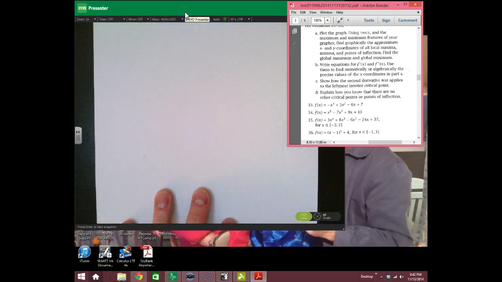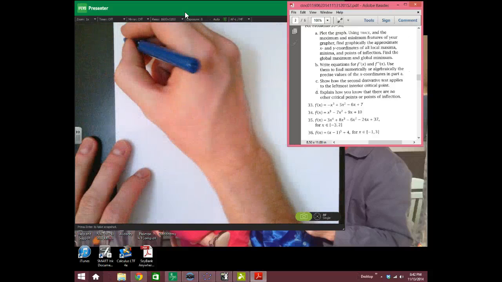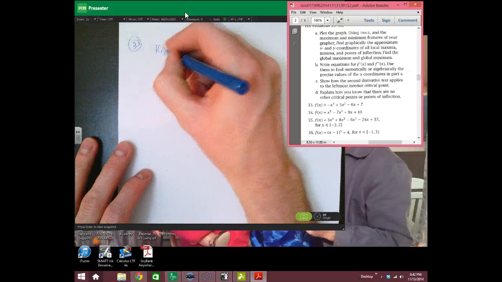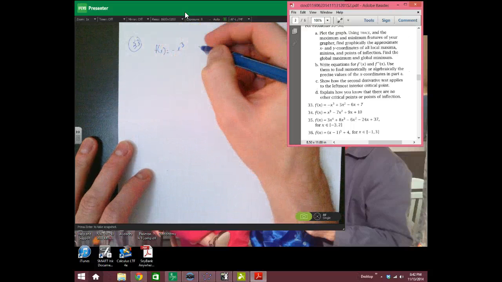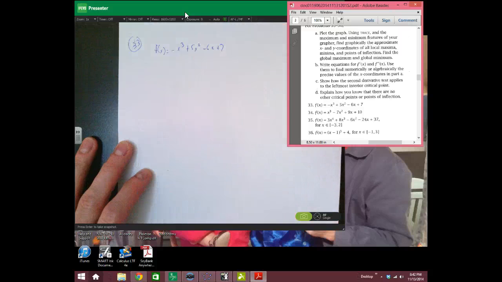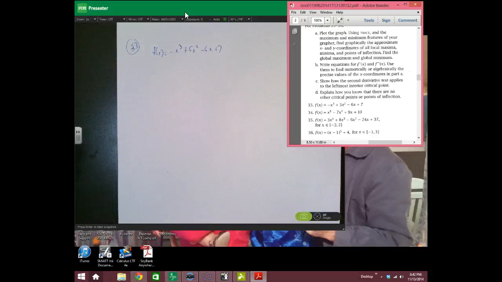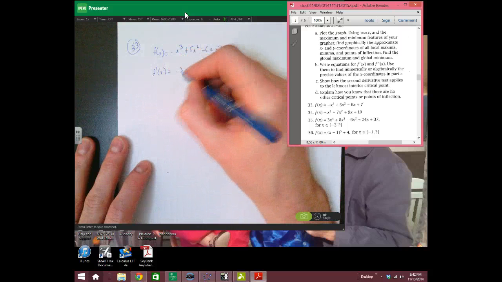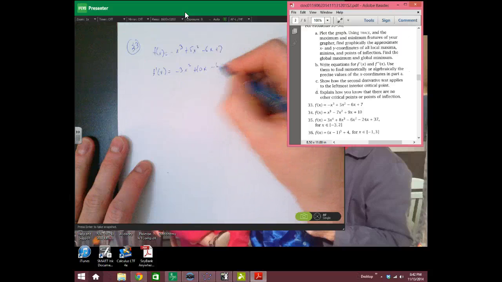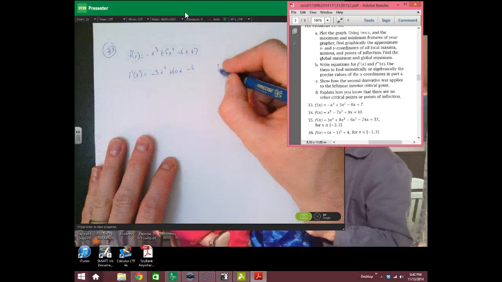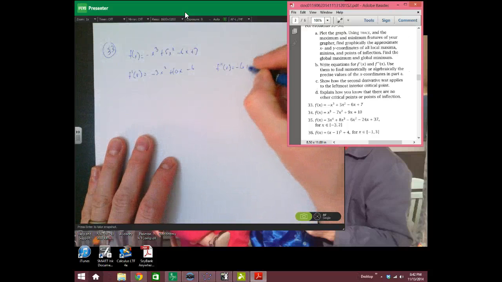So let's see. I've got the function number 33. f of x equals negative x cubed plus 5x squared minus 6x plus 7. So going from there, the first derivative is negative 3x squared plus 10x minus 6. And then our second derivative is negative 6x plus 10.